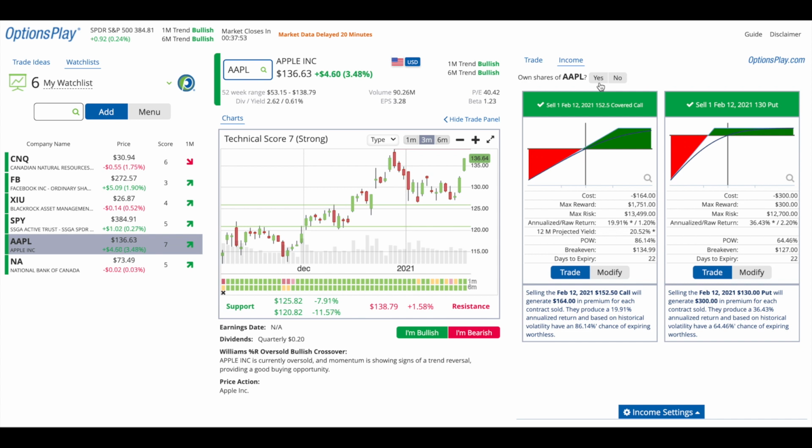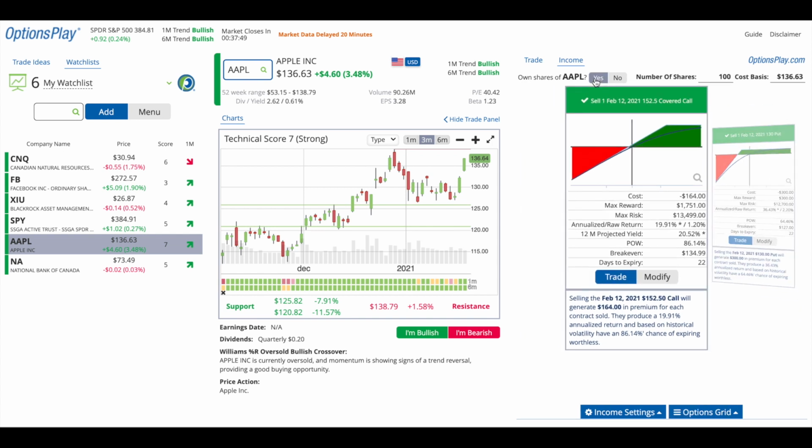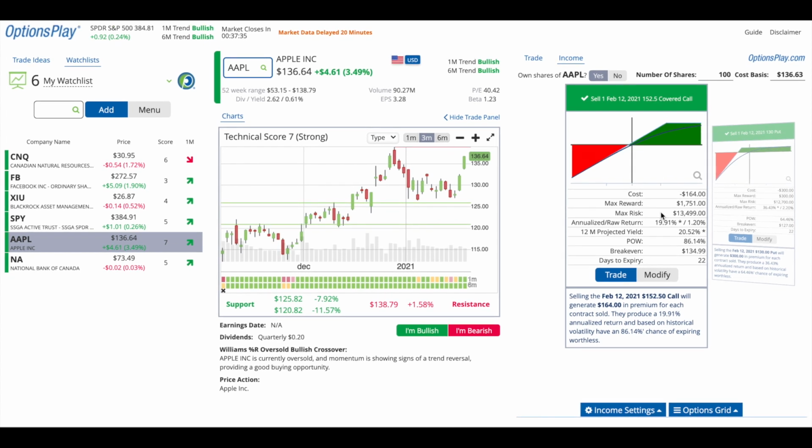So in this particular example, if let's say you currently own Apple stock in your portfolio, click on the yes button at the top that's asking you, do you own shares of Apple? What OptionsPlay will return back to you is the expiration date and the strike price of the covered call based on your personalized settings. And what this will provide you with are not only the income levels that you should expect to collect, but also the annualized return and yield that you would collect on this particular stock.